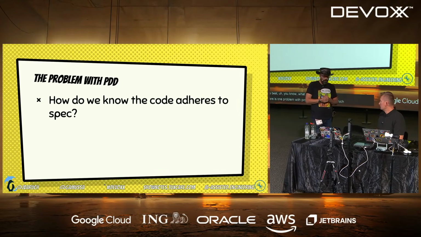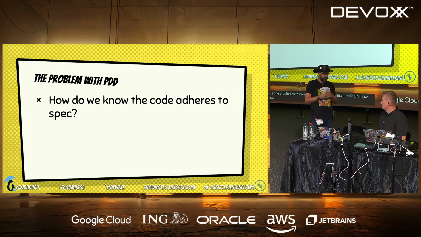How do we know that the code that was eventually written by the model adheres to the spec that we came up with? Manual testing somehow, testing the 1,000 lines that the model generated and reading the code? Code reviews, maybe?